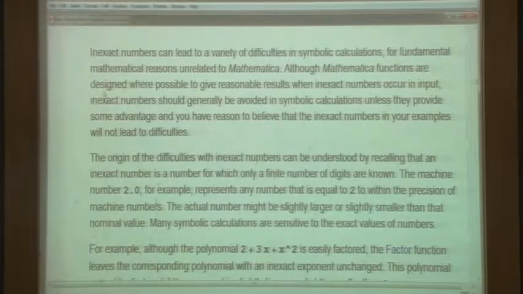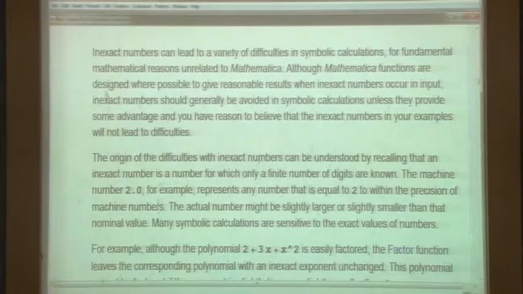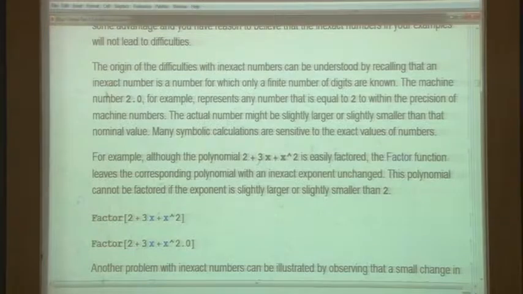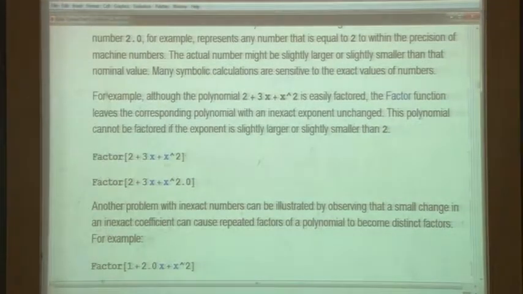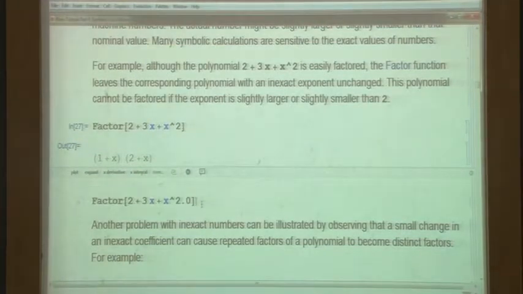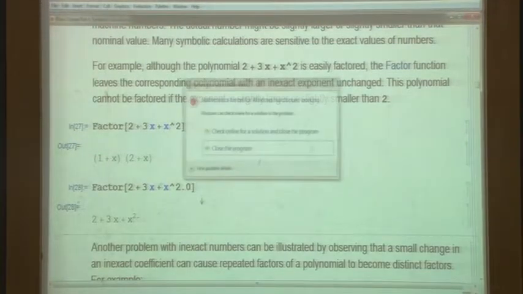If you guys remember, yesterday we discussed the differences between 2 and 2.0, right? 2 is an integer, is exact. 2.0 is an approximation, right? And that impacts precision and accuracy. Remember, yesterday we discussed that? So this is the same. So in this case, we try to factor this one. No problem, but we try to factor this one. Doesn't work, right?